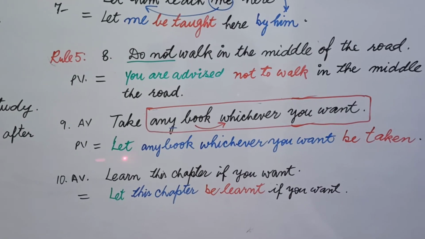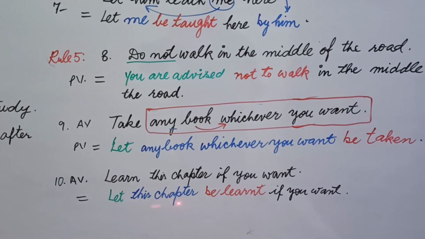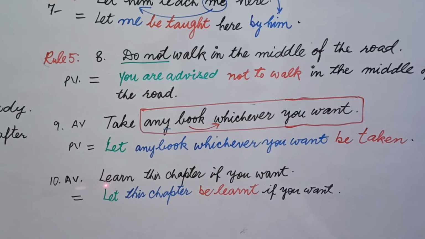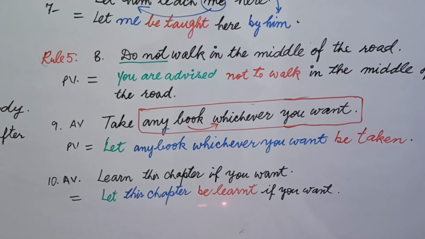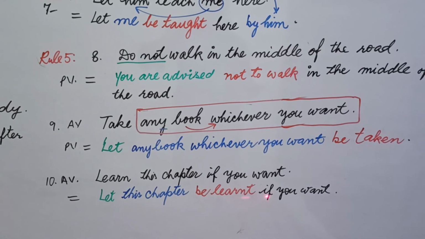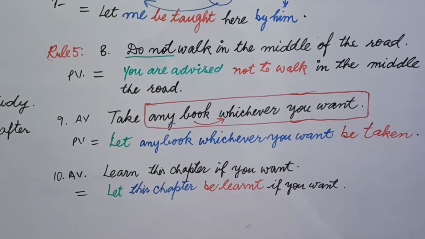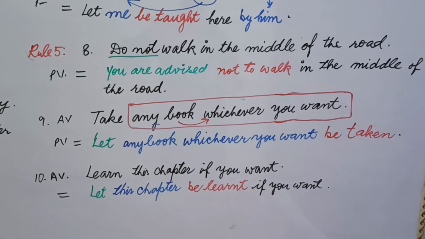If you want. And what will you do? Let this chapter, which is an object, will come before your verb. Let your chapter be plus third form be learned. Let this chapter be learned if you want. Now your answer is let this chapter be learned if you want.